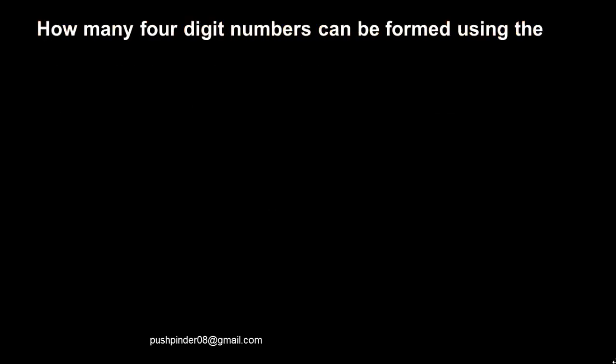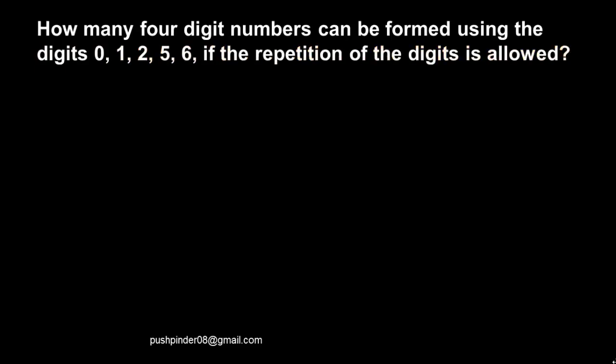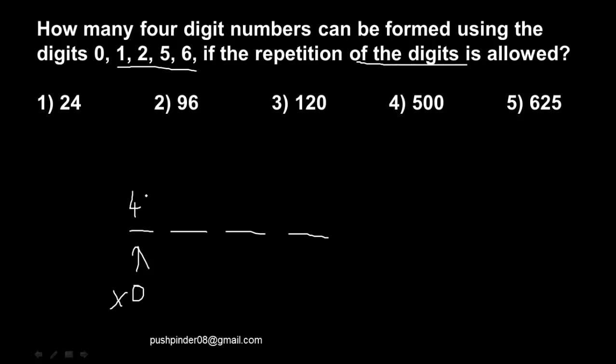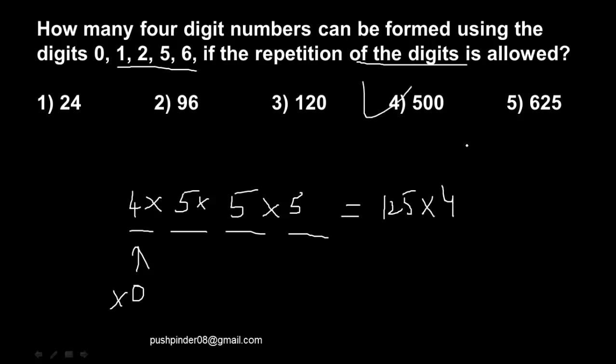Now, how many 4-digit numbers can be formed using these digits if the repetition of digits is allowed? This is again a similar kind of question, but there is just one twist. The condition is you can't use 0, because if you use 0, the number will be a 3-digit number. So over here you can only use these 4 numbers, 1, 2, 5, 6. Now repetition of digits is allowed, so you can use any of the 5 numbers in each of the other three places. So your answer is nothing but 125 times 4, which is equal to 500.